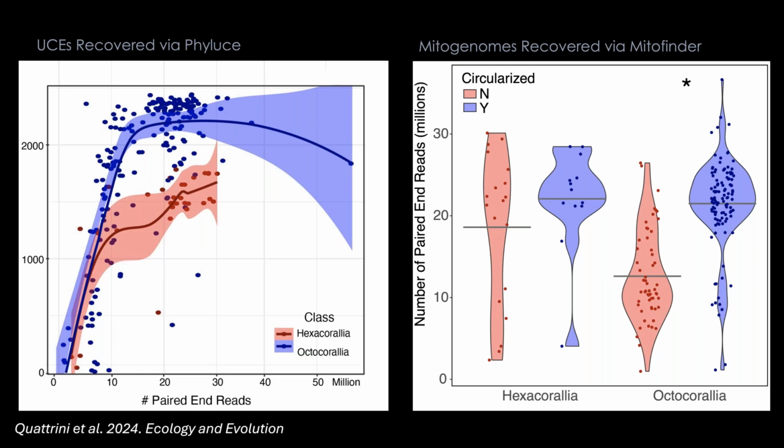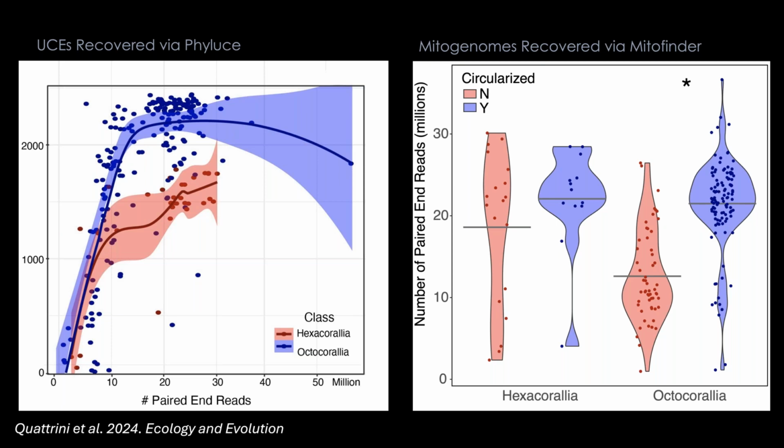On the right is the mitogenomes that we recovered via just one program. We used MitoFinder, just kind of a quick and dirty assessment of whether we can pull out mitogenomes and whether or not they can be completed or circularized. So on the Y is the number of paired end reads, and on the X are the two different classes, the hexacorals and the octocorals. Whether the mitogenomes were circularized or not are in red and blue. And again, I think I mentioned that 20 million paired end reads seems to be the sweet spot where we're able to get most of the whole mitogenomes circularized and complete.